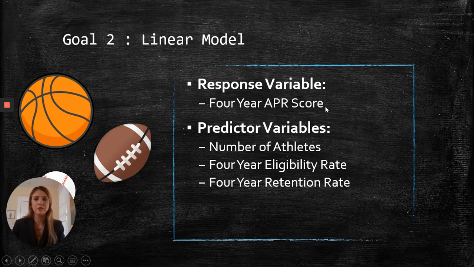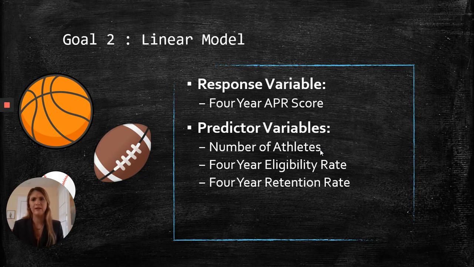The NCAA tracks the APR score of a team per year, but the big one, the one that keeps teams the most accountable, is the 4-year score. And so that is why I chose to go with the 4-year score. So the three variables that I wanted to test to see which one was the most associated or correlated with the APR score are the number of athletes on a team, the 4-year eligibility rate, and the retention rate.